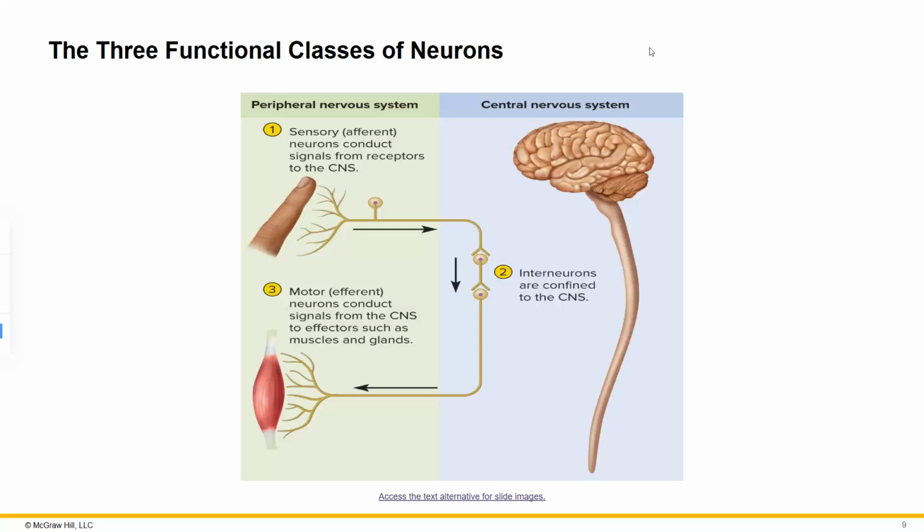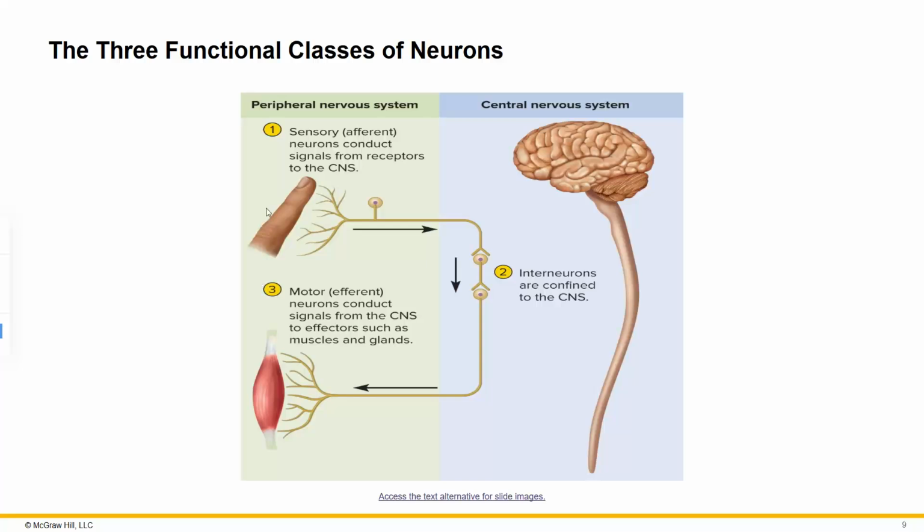So, if you hurt your finger, that finger is going to have sensory or afferent neurons conduct signals from the receptors to the central nervous system. Within the central nervous system, the interneurons are confined to the central nervous system. Those are going to make the decisions for what type of response we should have. The response is then determined and sent down a motor neuron to the effector. And the motor neurons conduct the signals from the central nervous system to effectors such as muscles and glands. Those are going to actually do the movement.